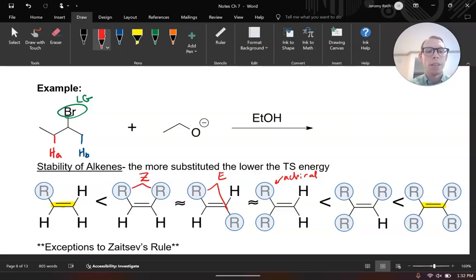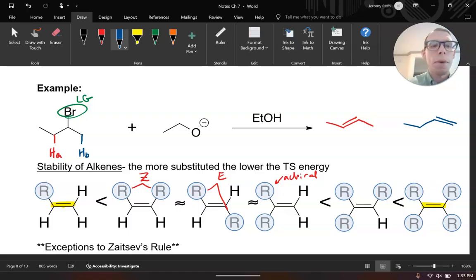If I abstract HA, I'm going to get a double bond between the carbon of HA and my leaving group carbon, my bromine. So if I draw that base backbone, my double bond would be right there, in between where my HA was and my bromine. If I abstract HB, I would have that same general structure, but where I'm going to form my double bond is going to be based on the carbon between where my proton was abstracted and my leaving group, which would be all the way out here.